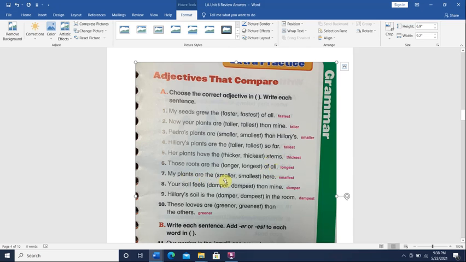My plants are the smaller or smallest here. Smallest. I'm comparing my plant to all the other plants. Okay? Your soil feels damper or dampest than mine. I'm comparing your soil and my soil. And you see the word than, so we're comparing 2 soils. Your soil feels damper than mine. Hillary's soil is the dampest in the room. Why? Because we're comparing the soil to all the soils that are in the room. The leaves are blank than the others. The leaves are greener than the others.